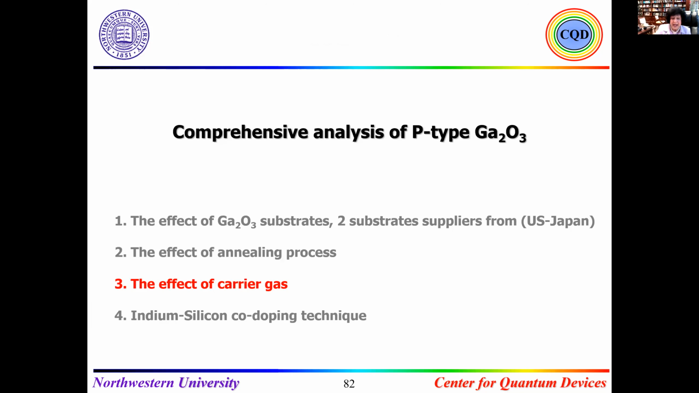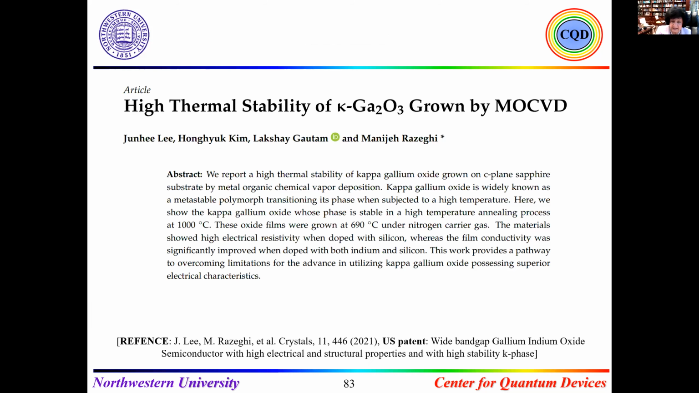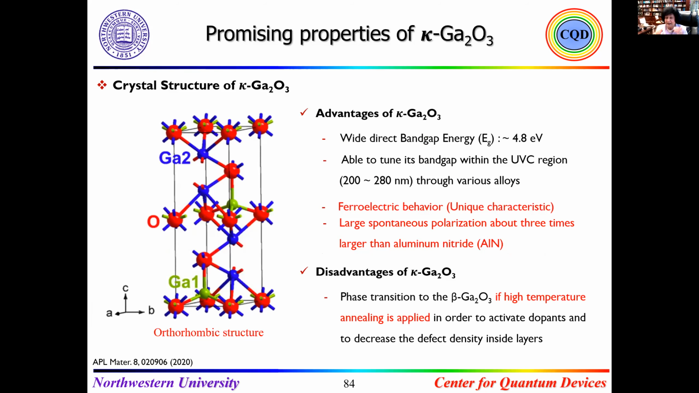So we went again to look at the effect of the carrier gas. We said that if we grow the material under nitrogen carrier gas instead of hydrogen, the material becomes a stable copper phase. It means that even if we anneal at 1000 degrees, it remains copper phase. I also showed you already how the copper phase is important for different applications, which I'm not going into detail here, but we demonstrated that we can have the stable copper phase.